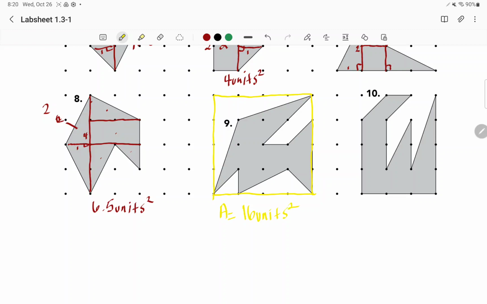Now, in order to find the area of the gray, we are going to have to subtract out these areas here. So we're going to work on finding some of those areas, because if we subtract out these areas that I've highlighted in yellow, it will give us the area of the gray. All right, so now let's work through and try to find those areas that are in the yellow.